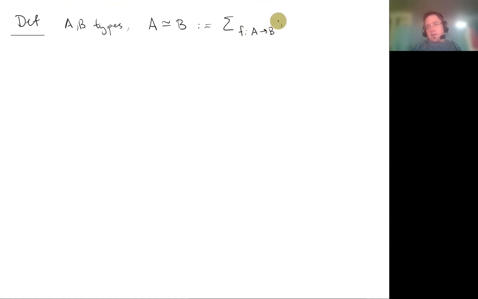Now we want to have some more examples of equivalences. So let's make a definition, the type of equivalences. That you can probably guess. If A and B are types, we define the type of equivalences from A to B as the sigma type of a map from A to B and the proof that it's an equivalence.